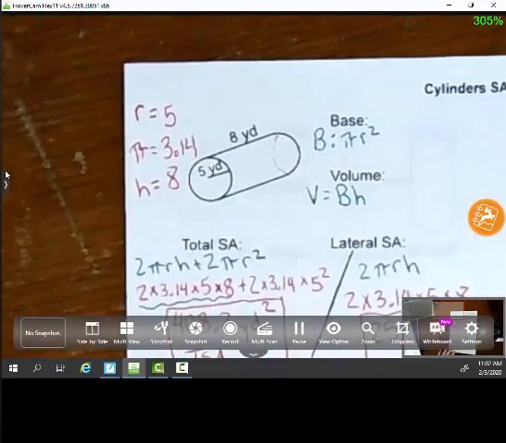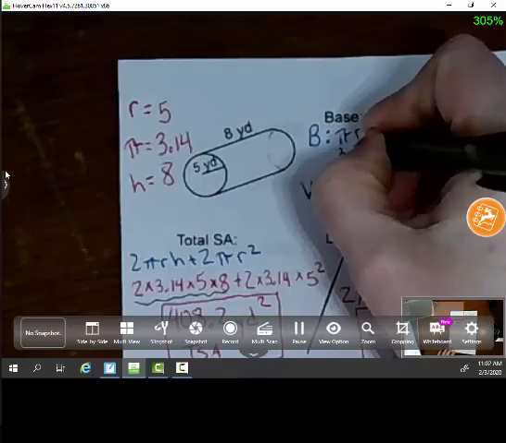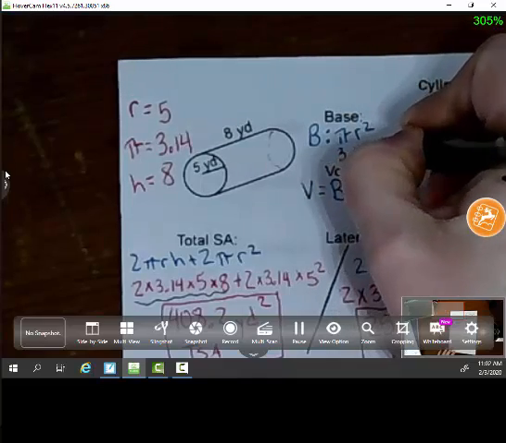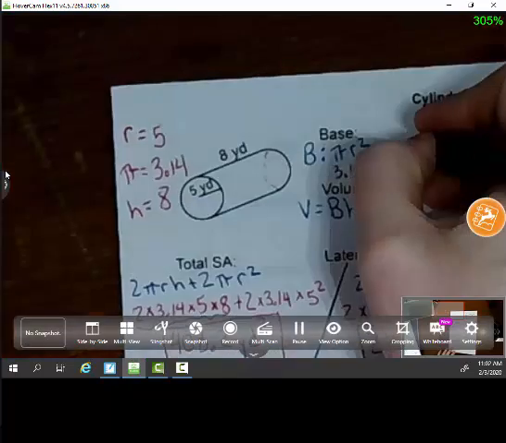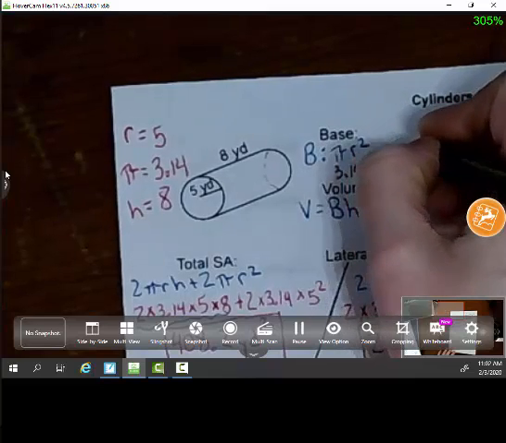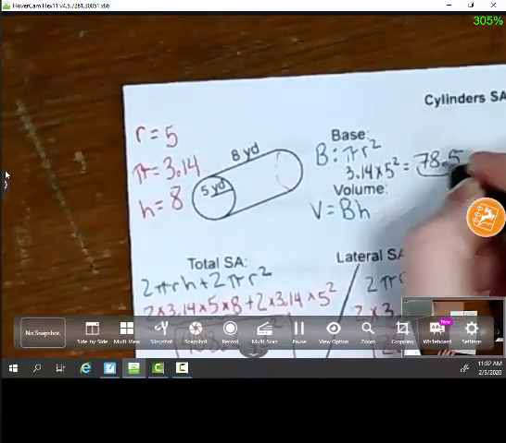So what's the radius? So pi times radius squared. Pi times radius squared: 3.14 times 5 squared. What do we get? 70. This is what we plug in for big B.